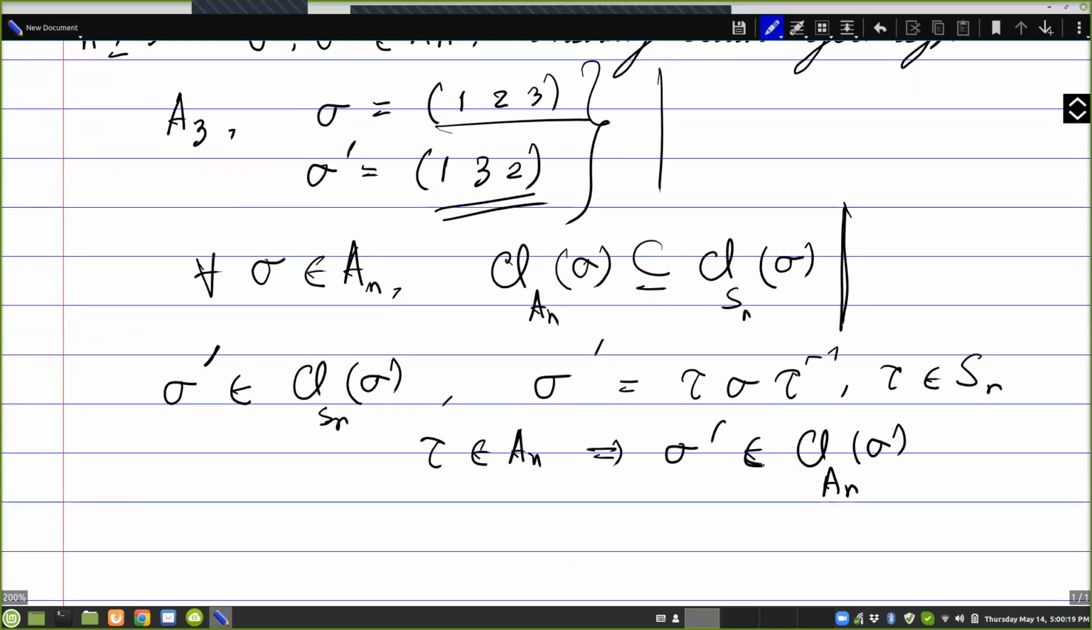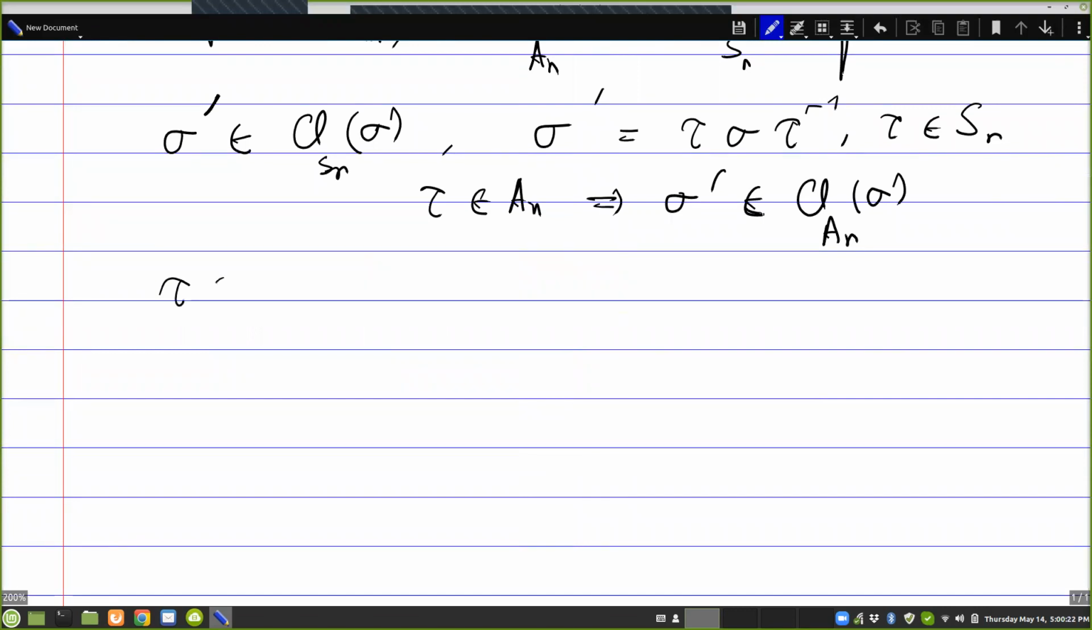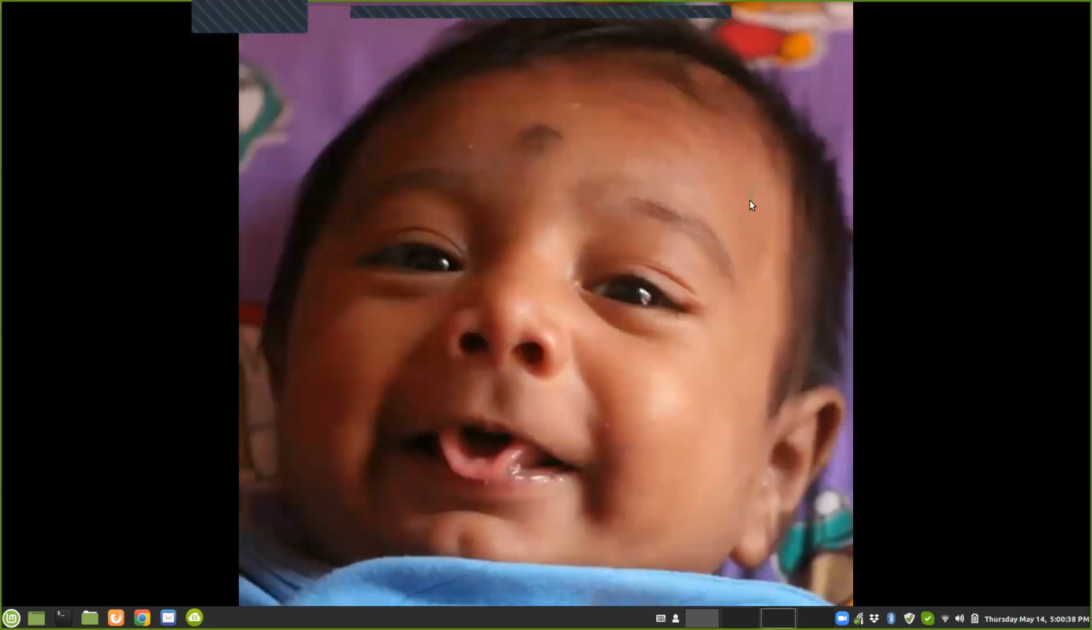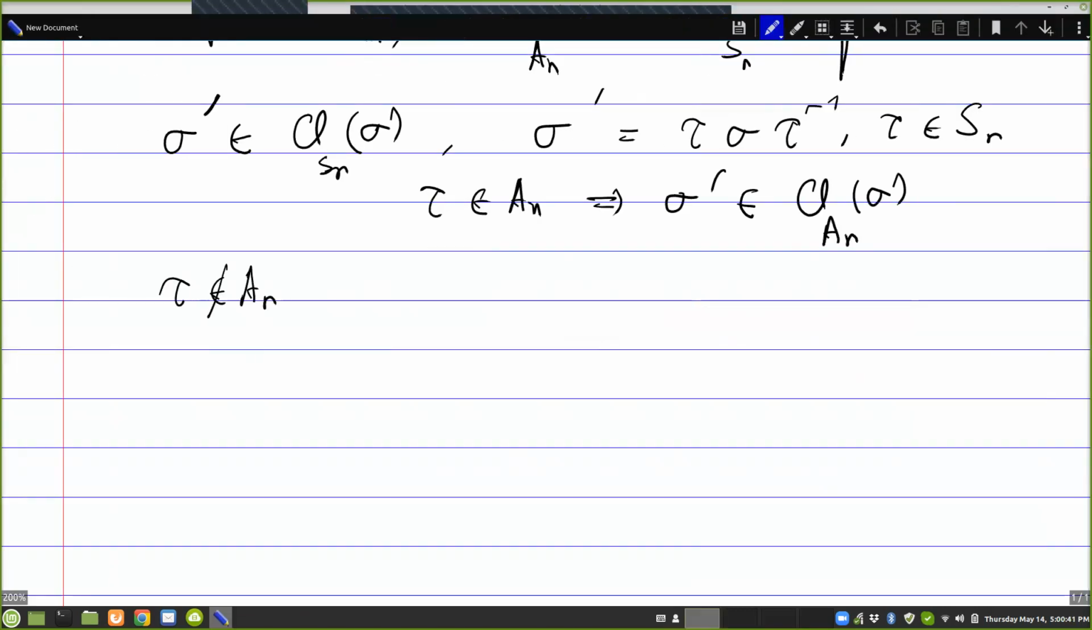If tau does not lie in An, then we are not in a situation where it is quite clear whether sigma prime will lie in the conjugacy class of sigma in An or not, because we don't know whether there will be some other tau prime in An such that tau prime sigma tau prime inverse will be sigma prime. But we will see that we can have that under a very natural condition.